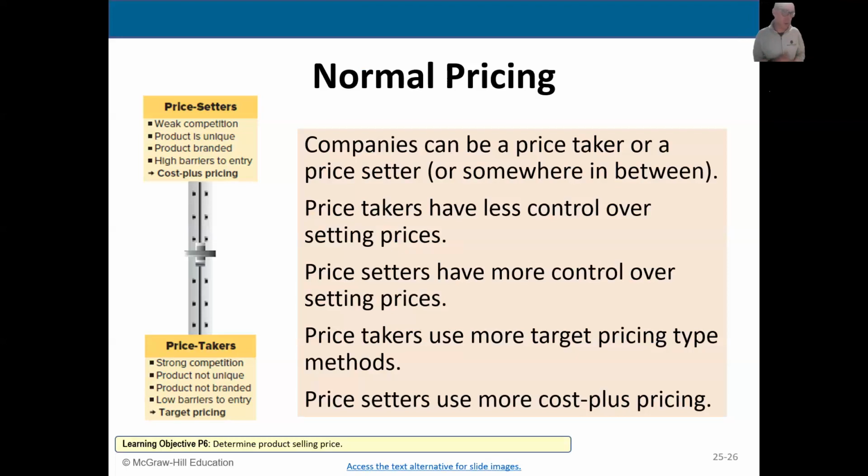We got to determine whether the company is willing to take risk in setting the price. Price takers have less control over setting the prices. Price setters have more control. Price takers use a targeted approach. Price setters use a cost plus approach. When setting your sales price, you need to understand whether you're a price taker or a price setter. You want to be somewhere in between, ideally, but it's not always that easy.